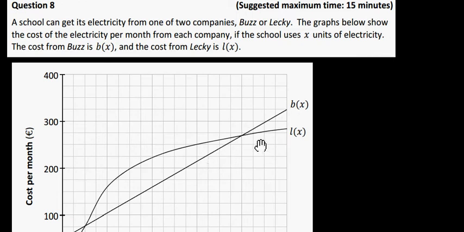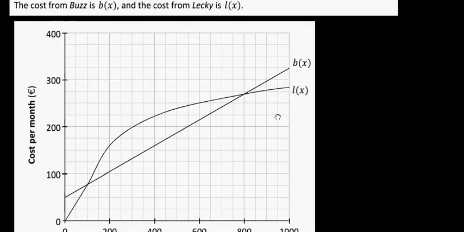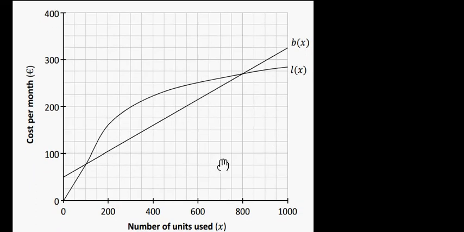The graphs below show the cost of electricity per month from each company if the school uses X units of electricity. The cost for Buzz is represented by B of X, that's here, and the cost from Lecky is L of X, which is this one here. So you can see the two graphs here. One is a straight line, and one kind of goes up sharply and then levels off. One starts at 0, the other starts here at 50.